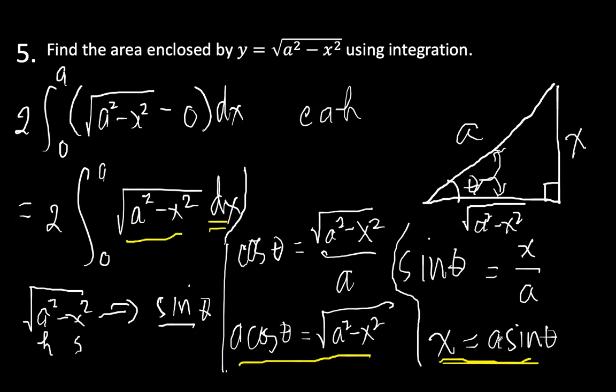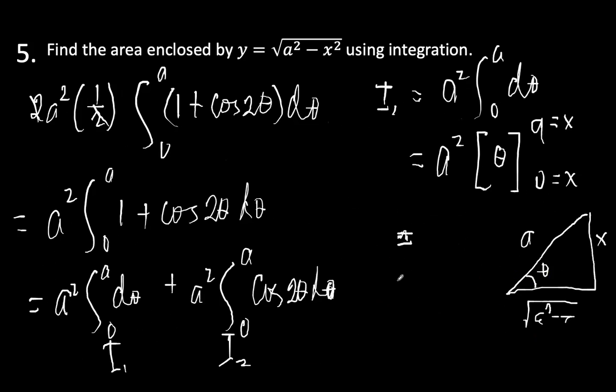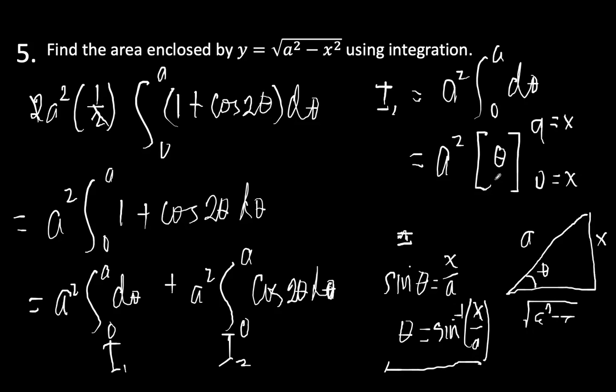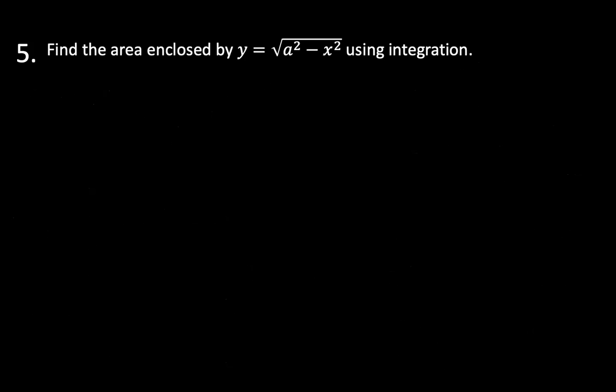What is our X? X is equal to A sine theta. Sine theta is equal to opposite over hypotenuse, X over A. Therefore, theta is equal to the inverse of sine of X over A, right? So since theta is equal to the inverse of sine of X over A, we need to substitute this value here in integral 1.